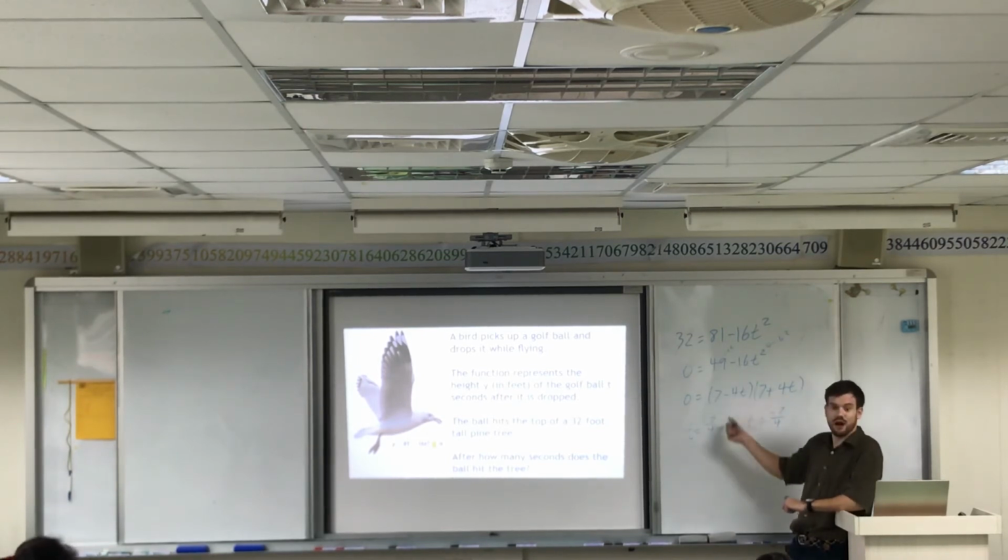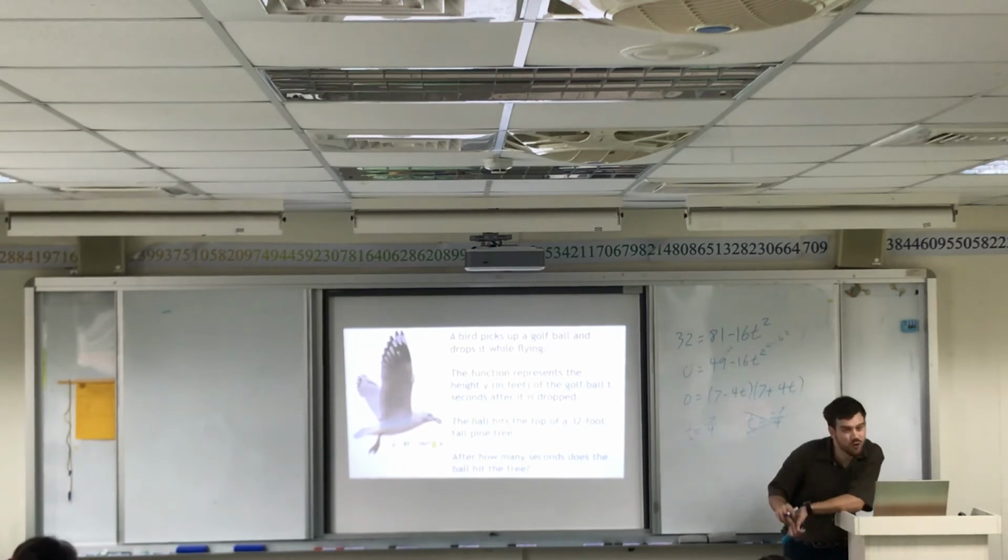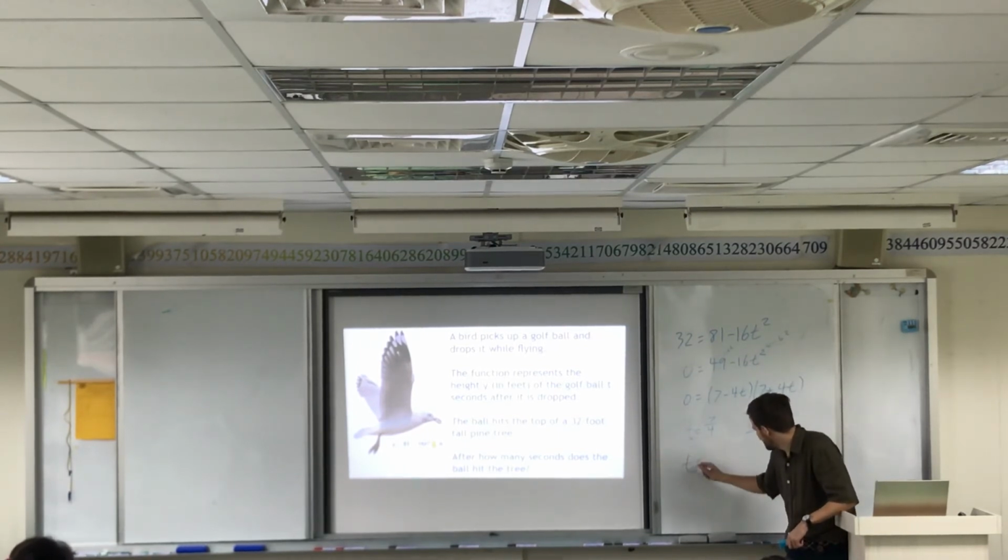Do you need me to show you how I solve that? No. So, what's the answer? Number 1. You don't have negative time. So 7 over 4, which is exactly 1.75.